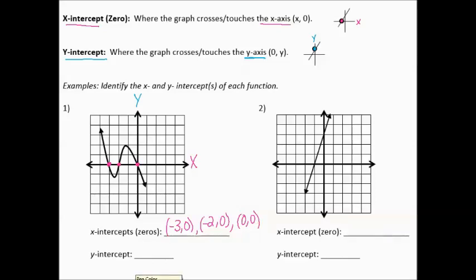Next, I'm going to look at my y-intercepts. So now I want to look at where does my graph touch my y-axis. And here, it has it in common with the x-intercepts. There's only one. There's only one time where this graph touches the y-axis, and it's right there. It's at the same point as one of my x-intercepts, and that is (0, 0).